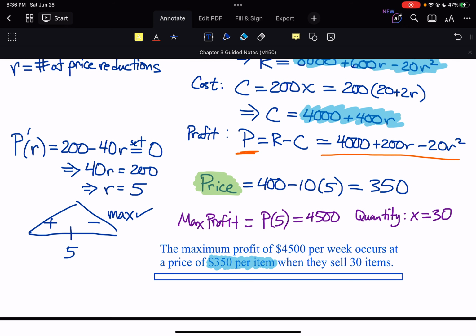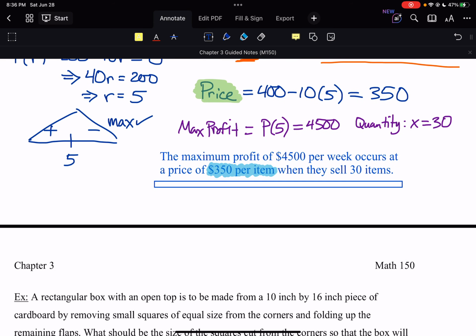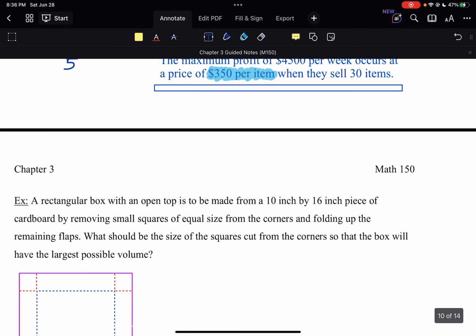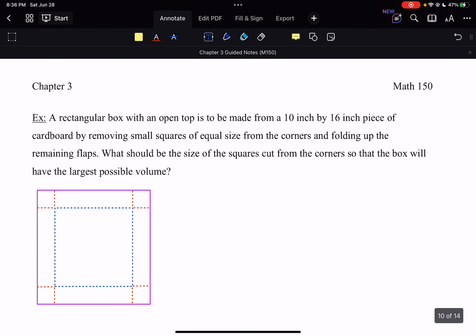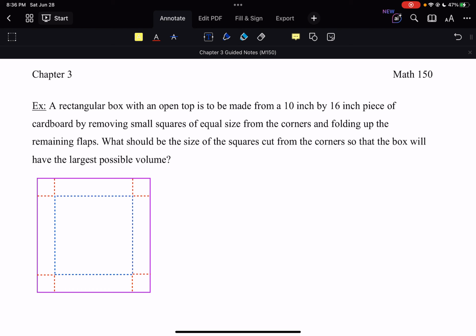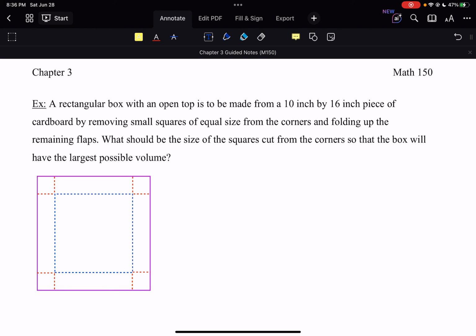All right, let's take a look at one more example with a diagram ready to go. A rectangular box with an open top is to be made from a 10-inch by 16-inch piece of cardboard by removing small squares of equal size from the corners and folding up the remaining flaps. What should be the size of the squares cut from the corners so that the box will have the largest possible volume?